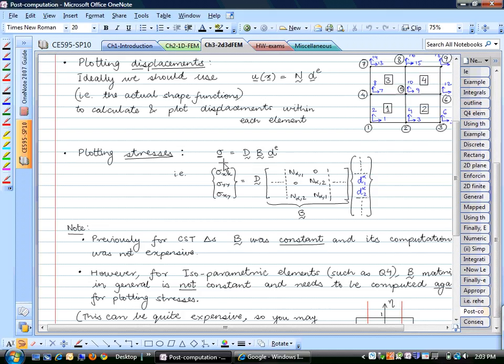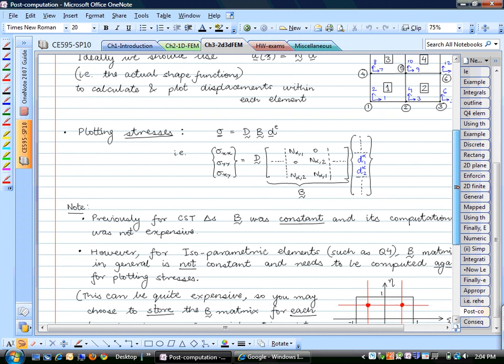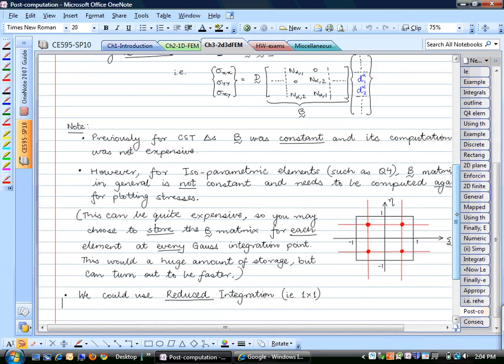So anyway, in CST, in the triangle, this thing turned out to be constant for the entire triangle, meaning go to any point anywhere, your stress within the triangle is constant. But for the Q4 element, this B matrix is not constant, which means that the stress within the element is not constant. And we need to find out how we are going to plot all these stresses.